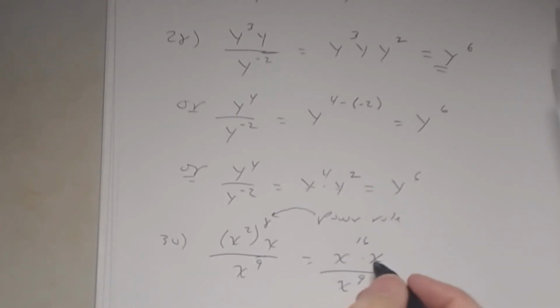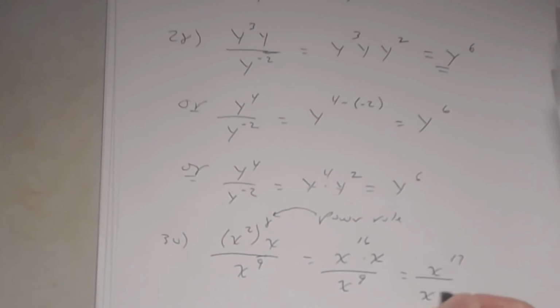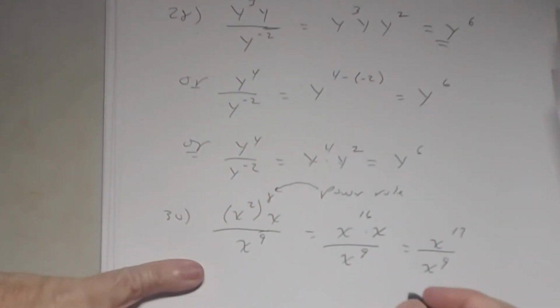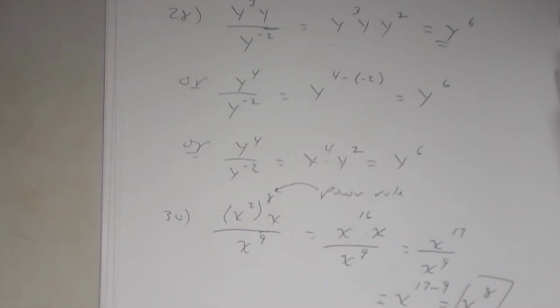Don't do the quotient rule first. The product rule first with the numerator. What's x to the 16 times x? Divided by. Now use what rule? Very good. So then that becomes x to the 17 subtract what? And what's 17 subtract 9? 8. And there's your answer.